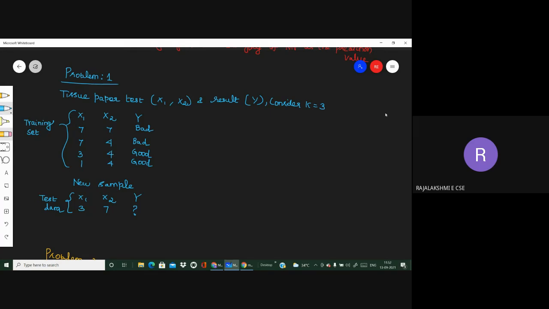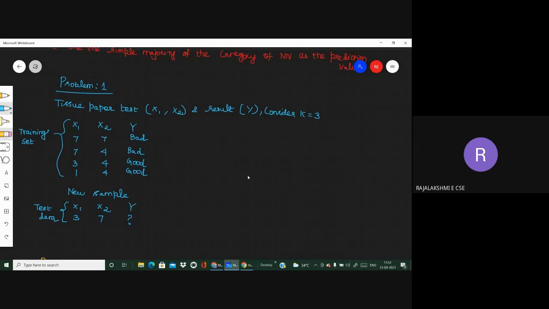Understood? Yes, ma'am. Okay, so let's work out a problem in this. This is a training set for tissue paper. We are going to say whether the tissue paper is bad or good by using two tests. The test results were given as a categorical value, that is good or bad. The test values were given as numerical values. And they are considering the K value as 3.